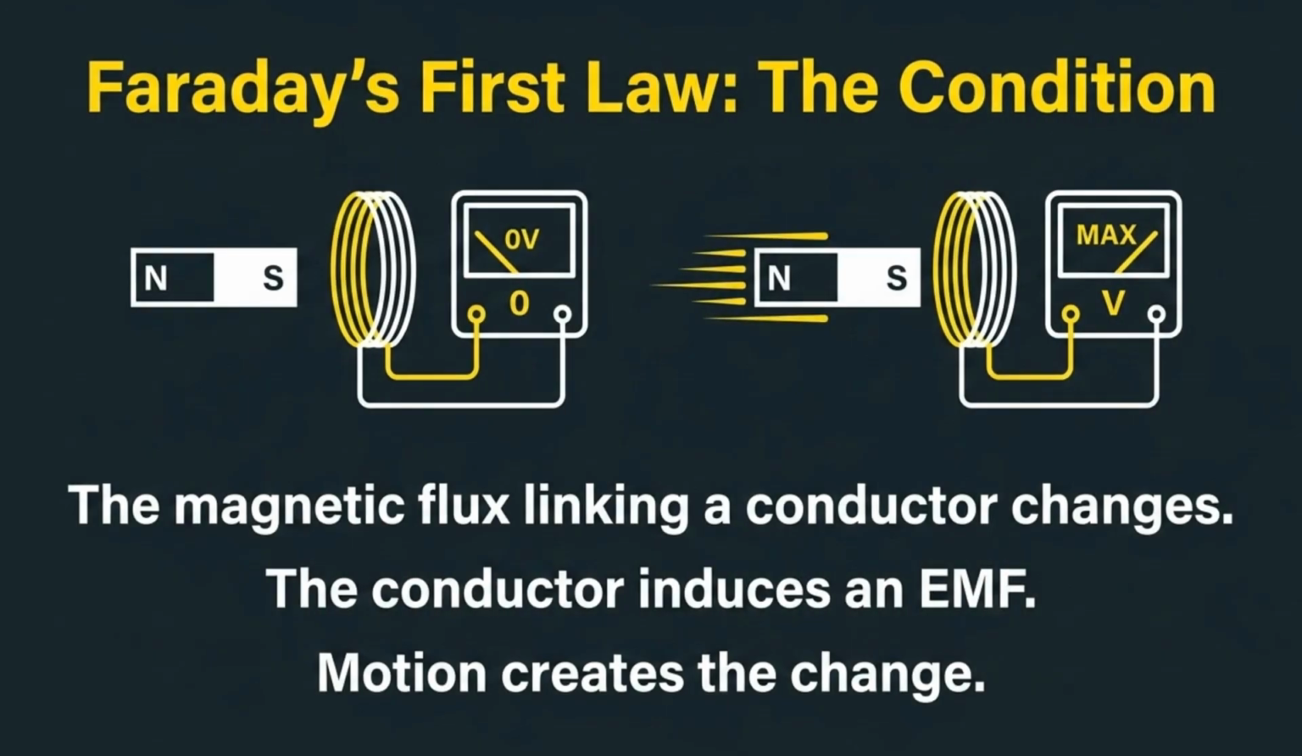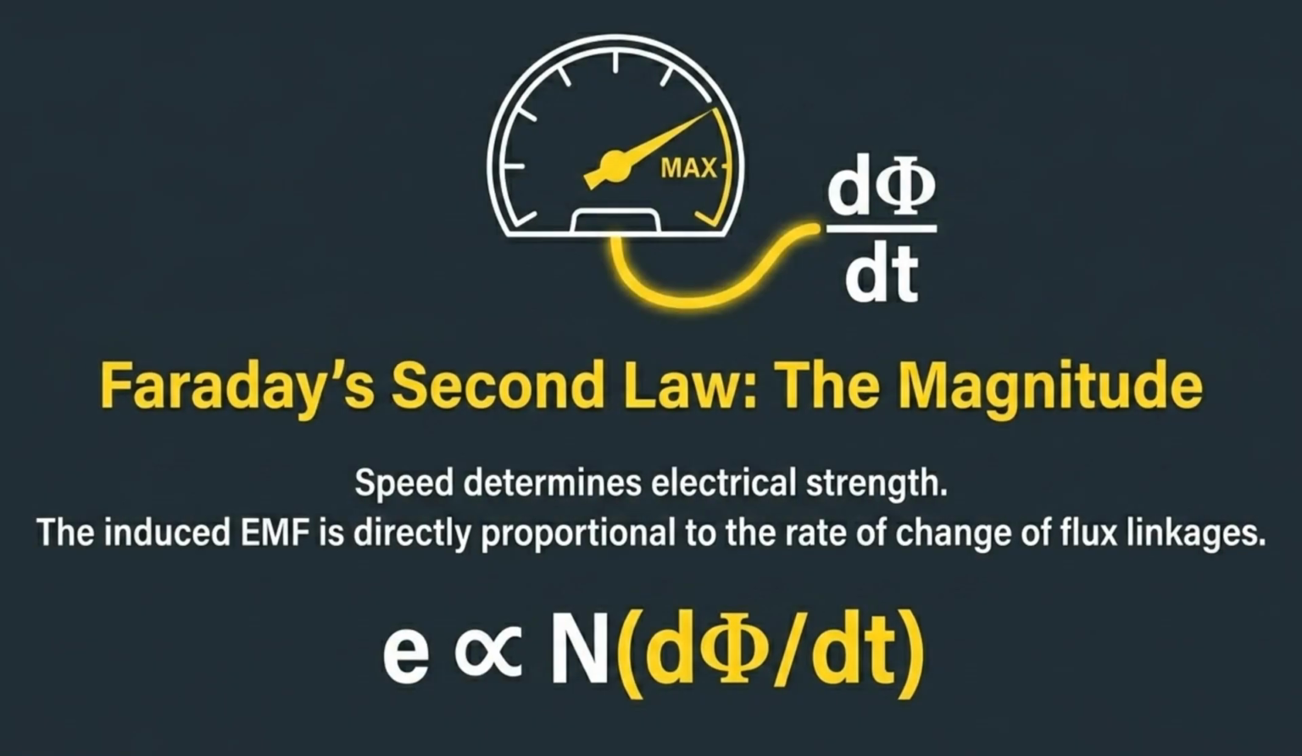Faraday's first law establishes the condition for induction. A change in the magnetic flux linking a conductor must occur. It is this motion, and the resulting change, that generates an EMF. Faraday's second law defines the magnitude. The strength of the induced EMF is directly proportional to the rate of change of flux linkages, mathematically represented as N times the derivative of flux over time.